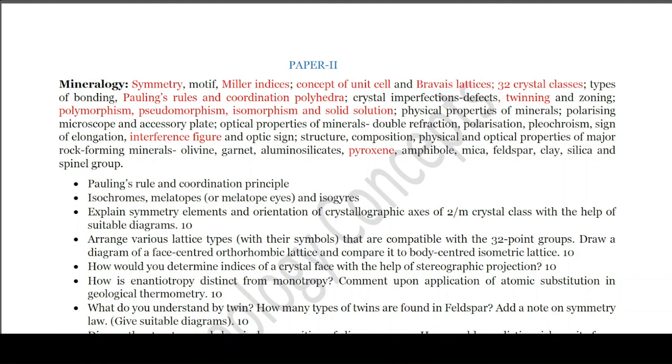So UPSC has been asking repeated questions on symmetry elements, and this year also it asked the same with reference to monoclinic crystal system. Pauling's rule was asked as a 15-marker in 2022, and this year it got repeated as a 5-marker. A new question was asked, which is enantiotropy and monotropy, that is not explicitly mentioned in the syllabus, but it comes under the concept of polymorphism, right?